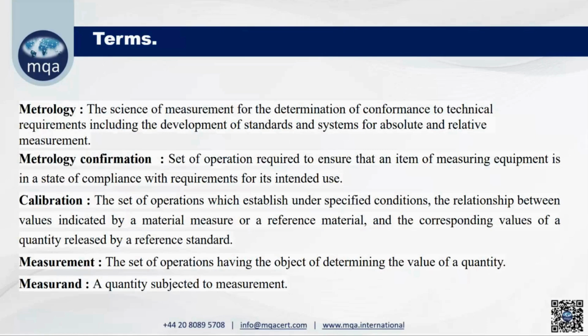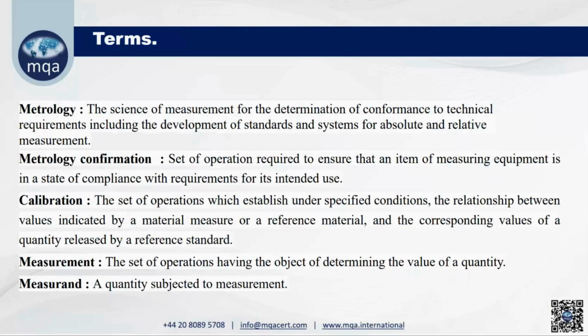So metrology is the science of measurement for determination of conformance to the technical requirement, including development of standards for absolute and relative measurement. So what is metrological confirmation? Metrological confirmation is when we check an instrument, when we calibrate an instrument. So what does calibration give? Metrological confirmation. So what is that? Set of operations required to ensure the item of measuring equipment is in a state of compliance with the requirement for the intended use. Intended, what is the meaning of intended here?